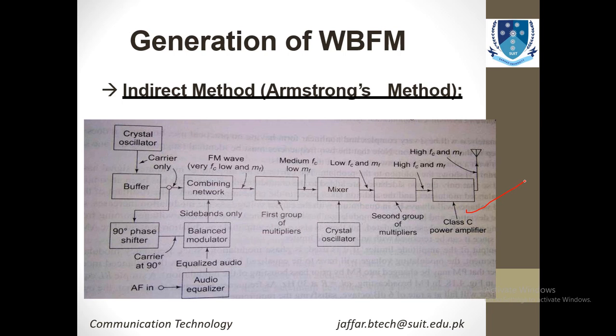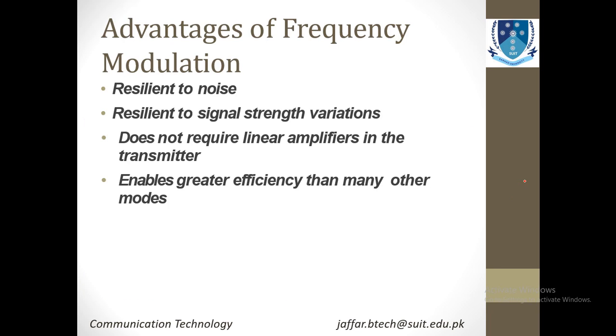This amplifier is also placed at the end, because before transmitting the signal, you have to amplify it and nullify all the extra noise that you want to negate from the circuitry. So this is the indirect method for the generation of WBFM. In the last part, we will discuss the advantages and disadvantages, or the pros and cons, of frequency modulation.